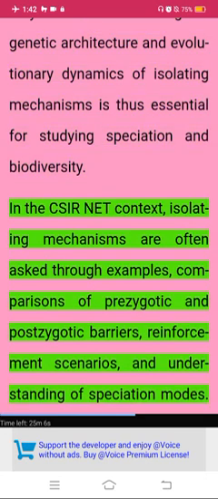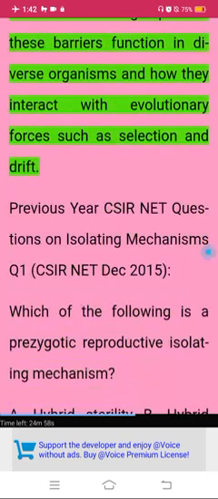In the CSIR-NET context, isolating mechanisms are often asked through examples, comparisons of prezygotic and postzygotic barriers, reinforcement scenarios, and understanding of speciation modes. Students must grasp how these barriers function in diverse organisms and how they interact with evolutionary forces such as selection and drift.